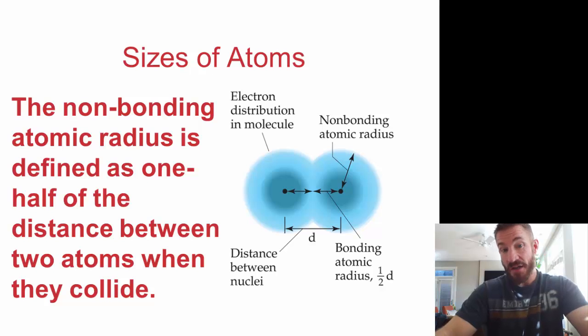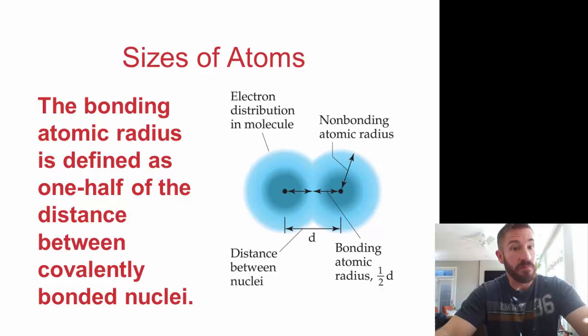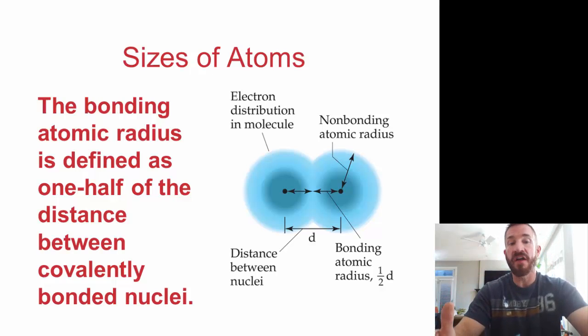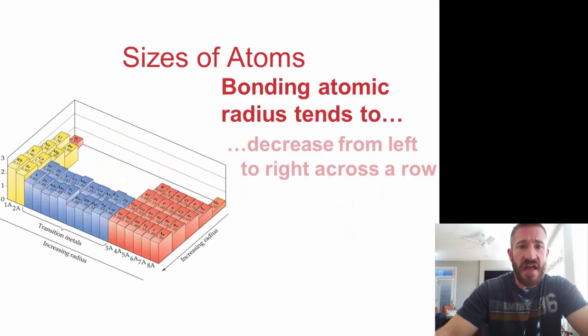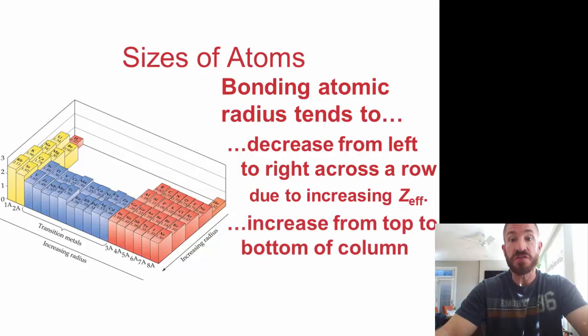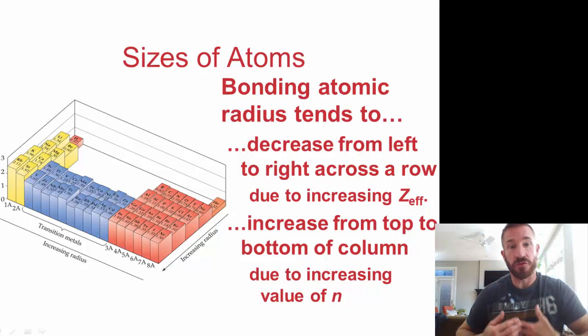If we have non-bonding atoms, we just say it's one half the distance between two atoms when they collide. If we have two atoms that are bonded, we just say half the distance between the covalently bonded nuclei of those two atoms. So that's a radius. How does that affect size? Bonding atomic radius tends to decrease from left to right due to increasing effective nuclear charge.